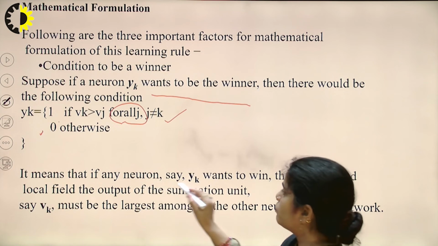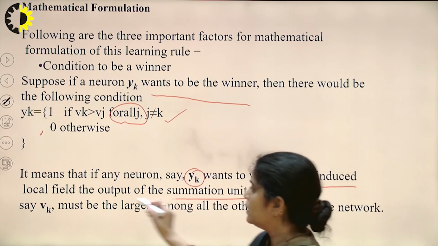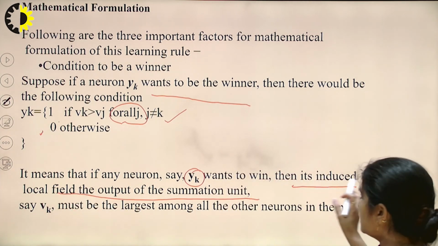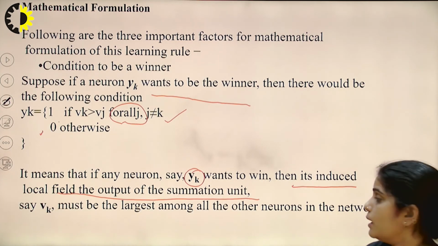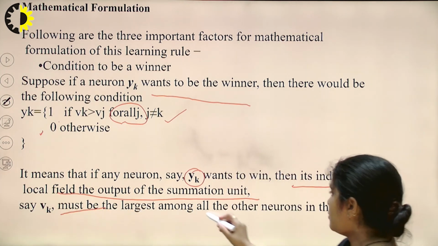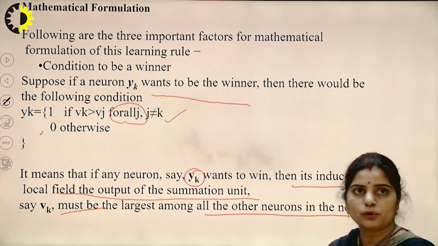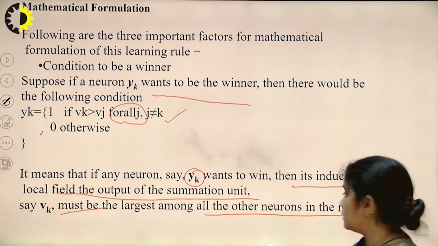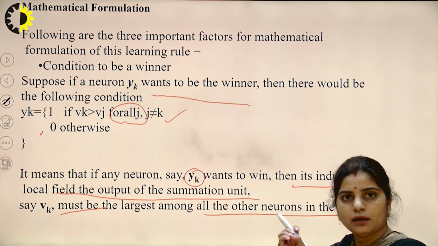So, if any neuron, say yk, wants to win, then its induced local field, the output of the summation unit, must be the largest among all the other neurons in the network. It means that if you have to declare a particular neuron to be a winner, then it must be the largest among all the other neurons located in that particular network.